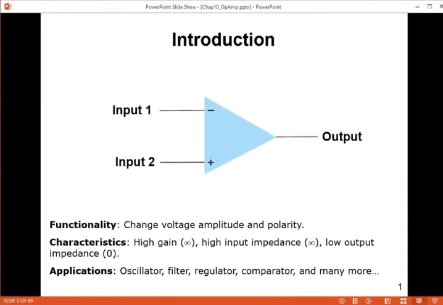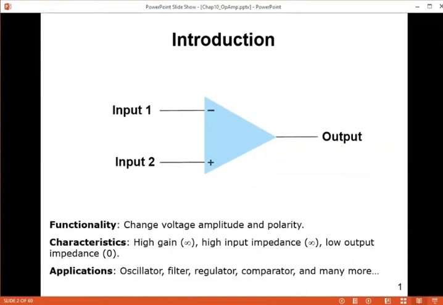When we say operational amplifier, you will see this symbol. An op-amp is represented as a triangular shape device with two inputs and one output. In terms of its functionality, the op-amp changes voltage amplitude and also the polarity of the voltage.